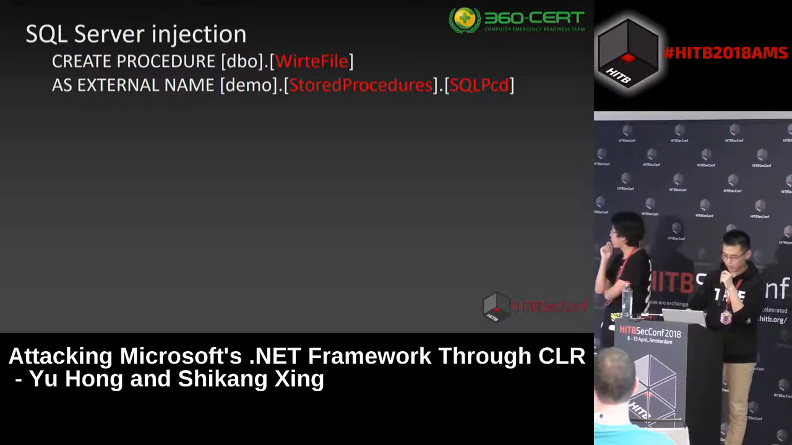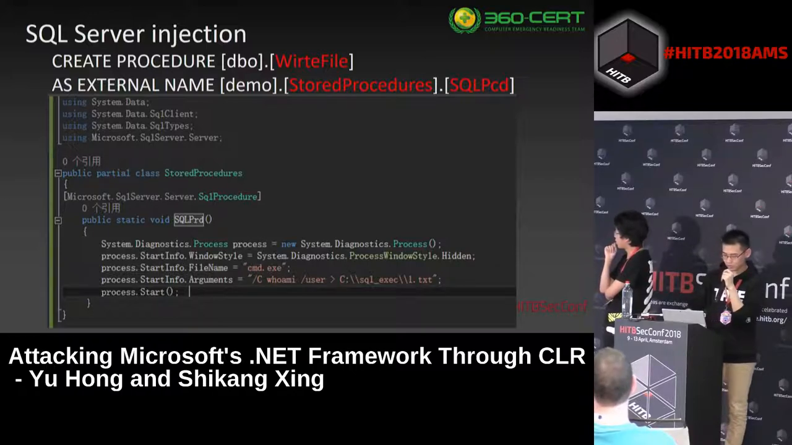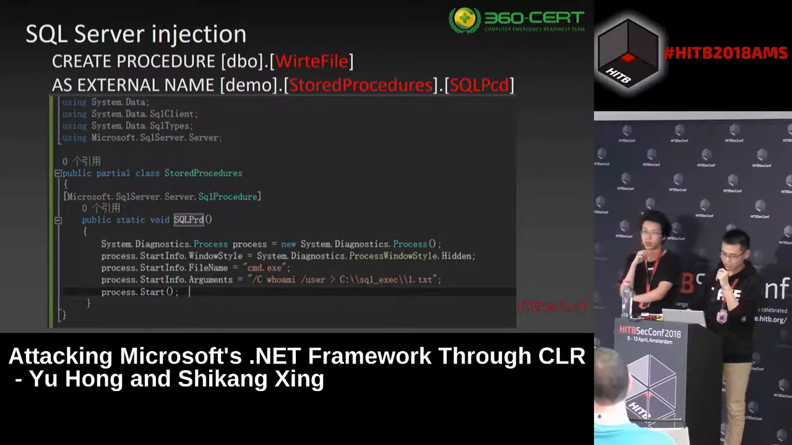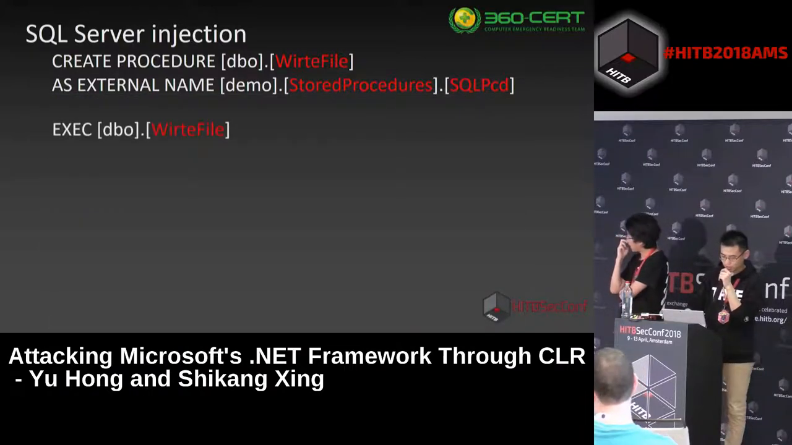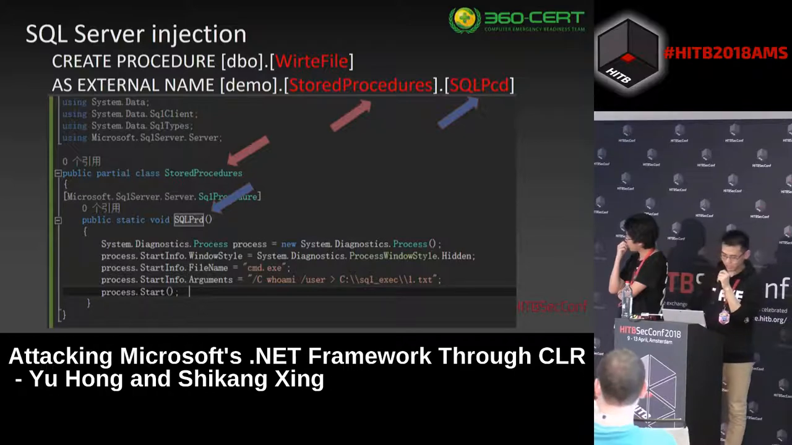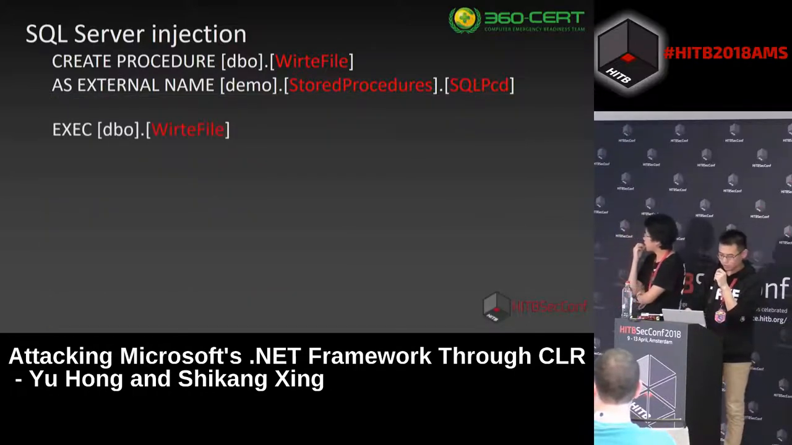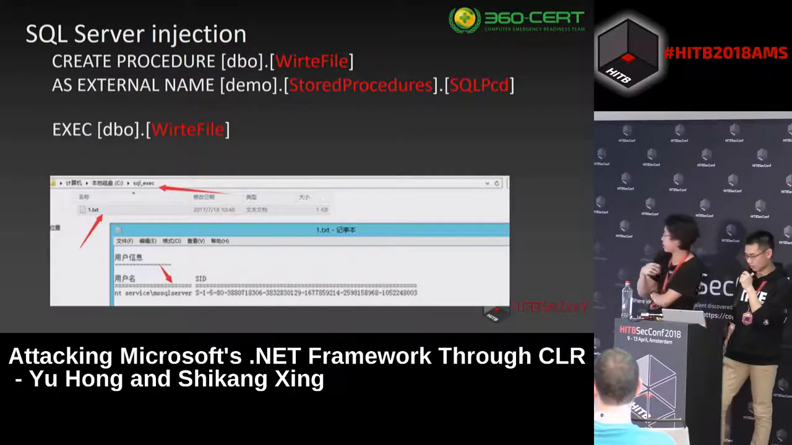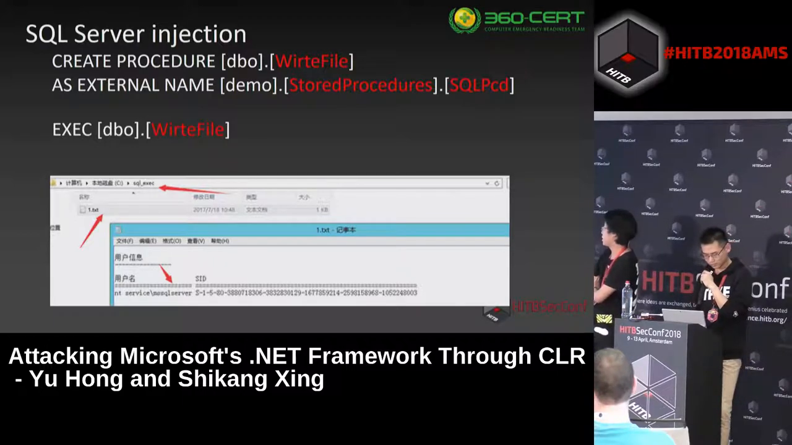The script has a procedure name, which in the Visual Studio project is the class name, and the assembly name is the function name. Last is to execute the assembly name. And this is the result, executed as MSSQL.